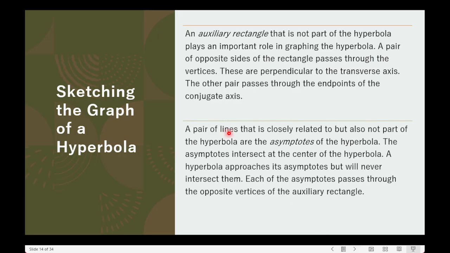A pair of lines that is closely related but also not part of the hyperbola are the asymptotes of the hyperbola. The asymptotes intersect at the center of the hyperbola. A hyperbola approaches its asymptotes but will never intersect them. Each of the asymptotes passes through the opposite vertices of the auxiliary rectangle.